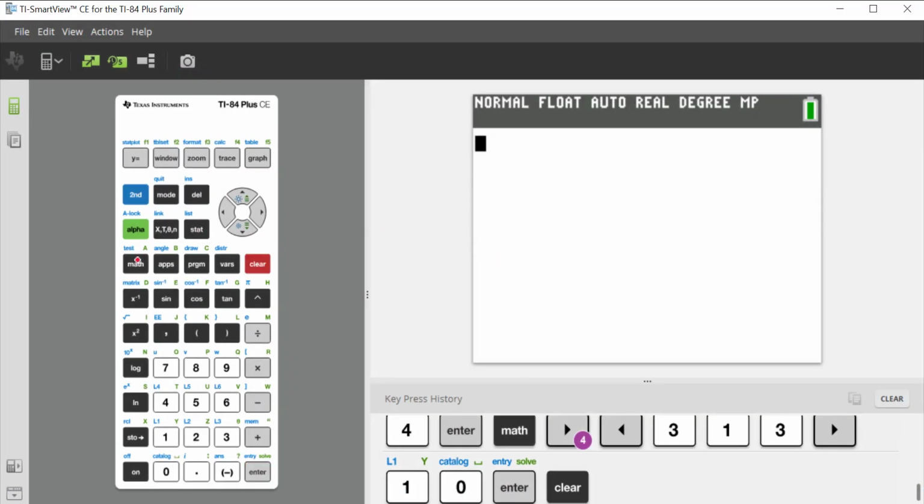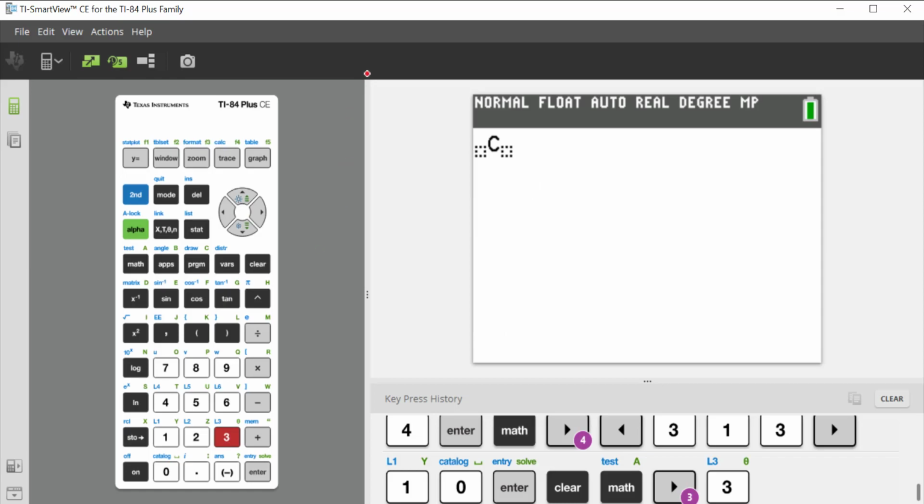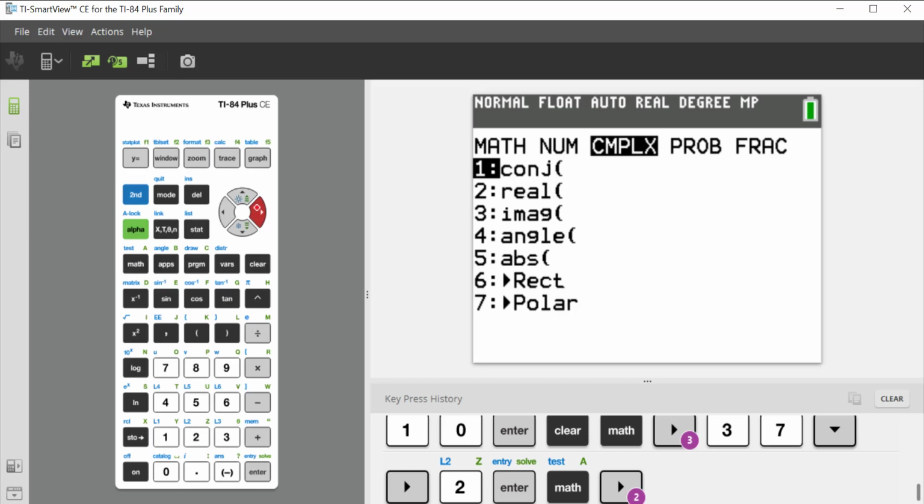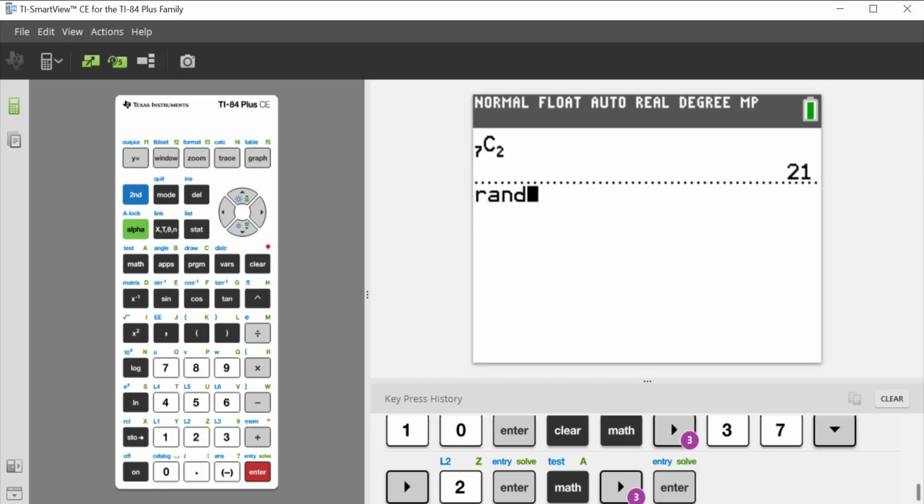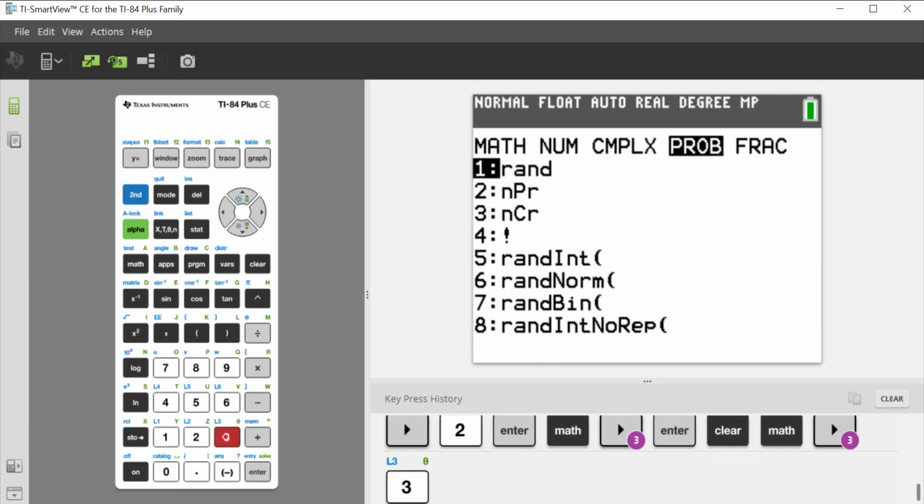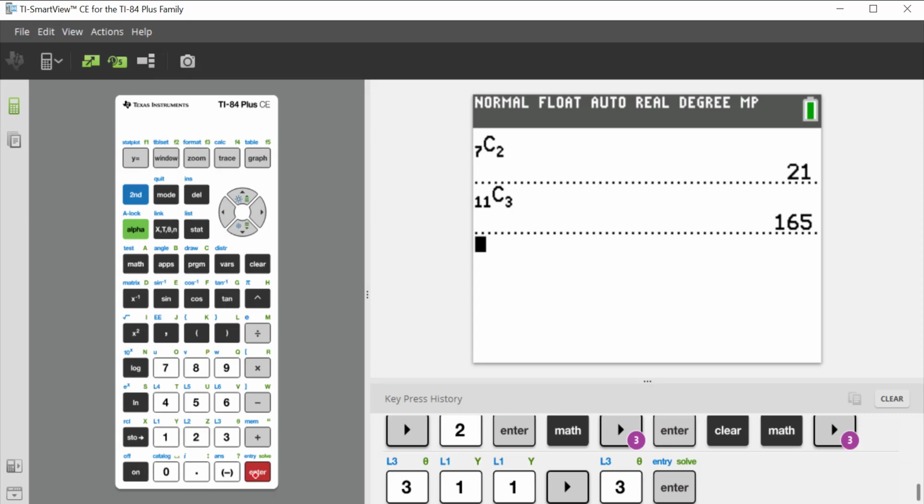Clear that off, and we'll go to math, over to probability, option 3. And we wanted 7C2, and figure that out, and we'll do it again. Whoops, try that one more time. There we go, option 3. We wanted 11C3, so that's selecting 3 students from that group of 11.